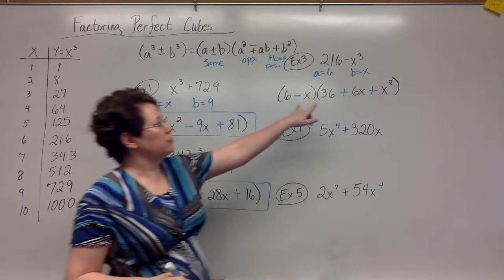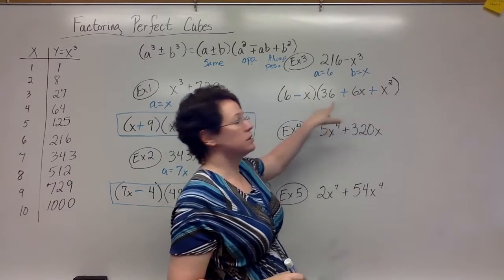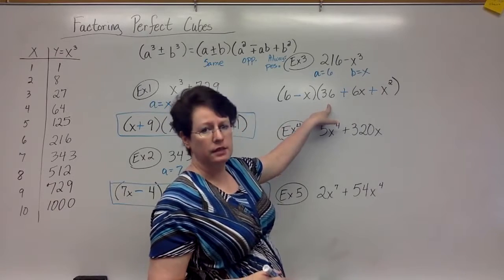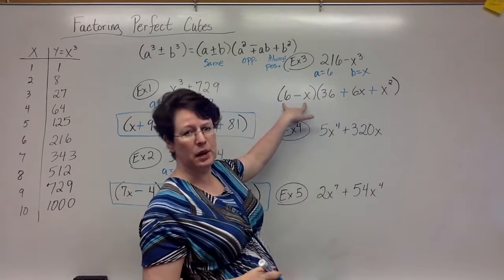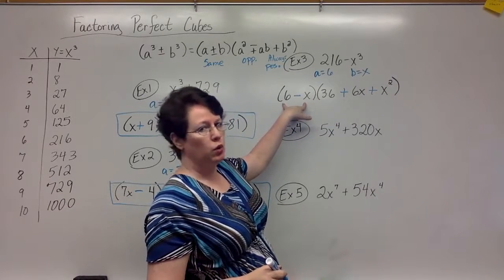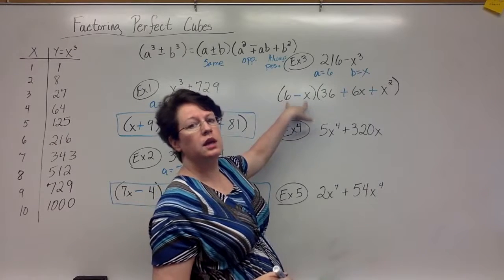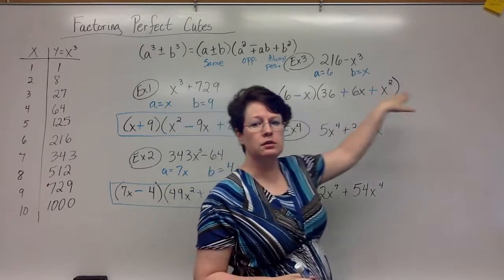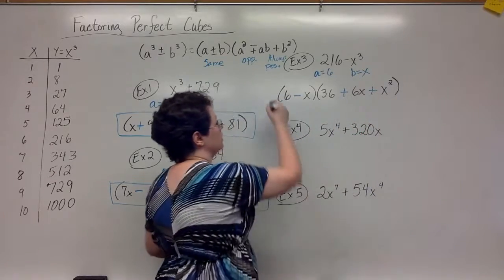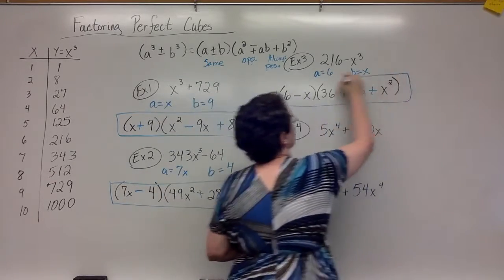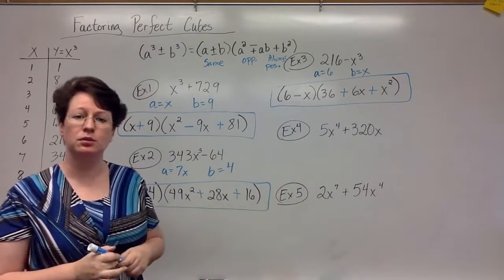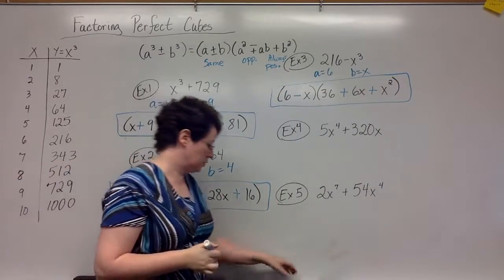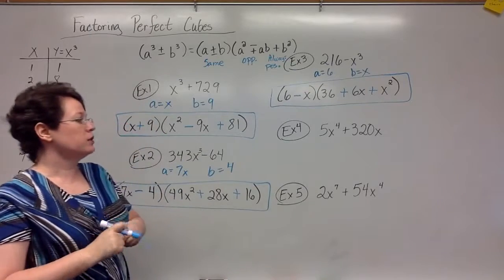Now, could I rearrange this and write this as x squared plus 6x plus 36? Yes. Can I write this as x minus 6? No. It would have to be negative x plus 6. And that's where most students make their mistakes. So just keep it in this order, and you don't have to worry about accidentally getting the problem incorrect when you really did know what you were doing. Okay? So example 4.